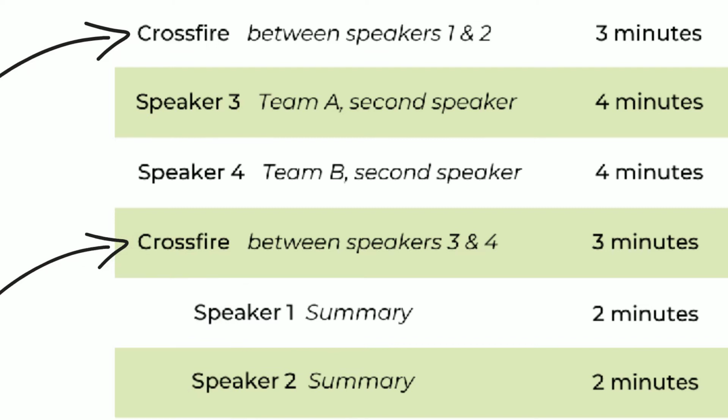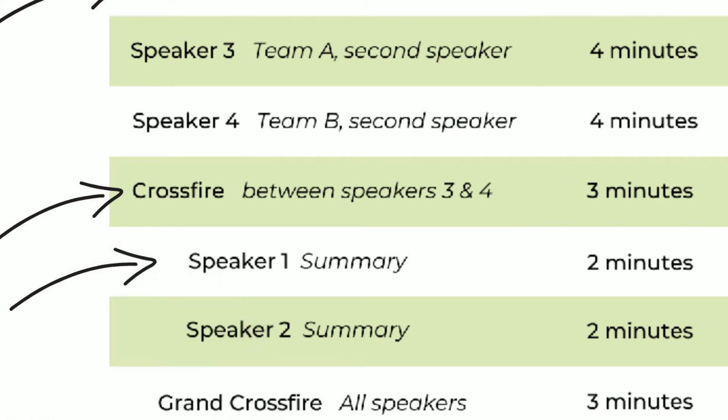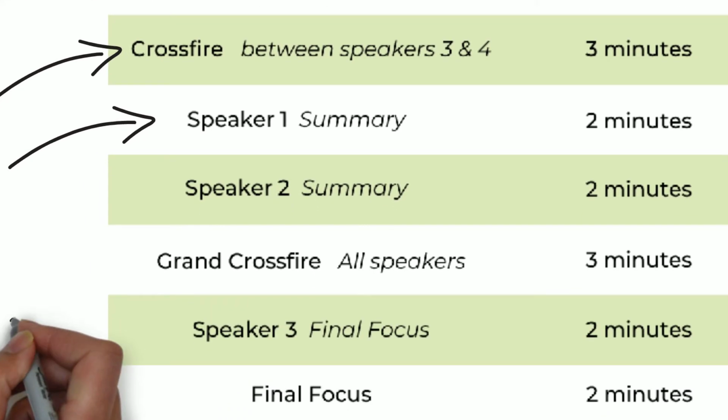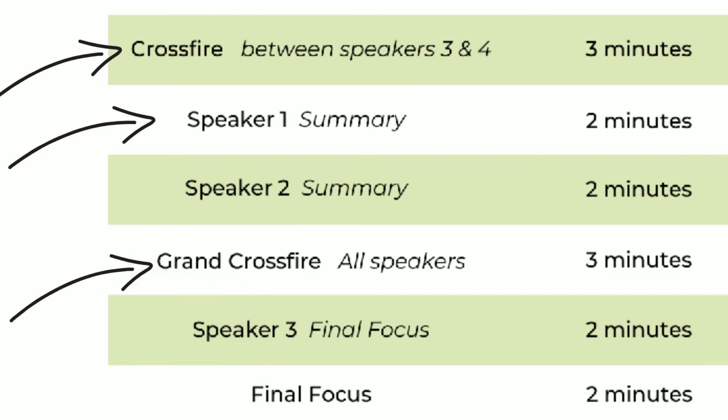Then we're back to speakers 1 and 2 as they give their summary speeches. Each of these speeches will last for 2 minutes each, with the goal of building upon the arguments already introduced in the first 4 speeches by introducing new evidence. And that brings us to the grand crossfire, between all 4 speakers. This crossfire should last for 3 minutes total, and every debater should participate.